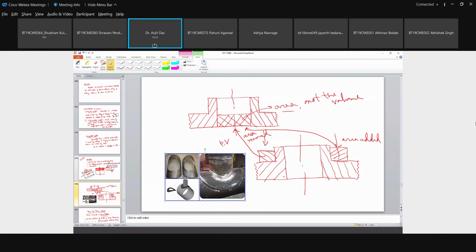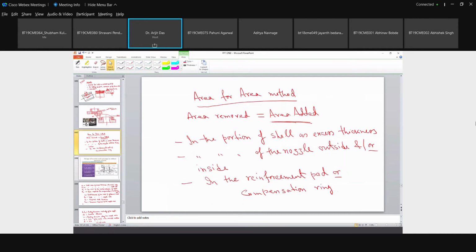Very easy. Now you write down all this. Now the area for area method, the principle is that the area of the cell wall that is removed for making the hole should be added as a reinforcement pad. Not always, but I will explain.